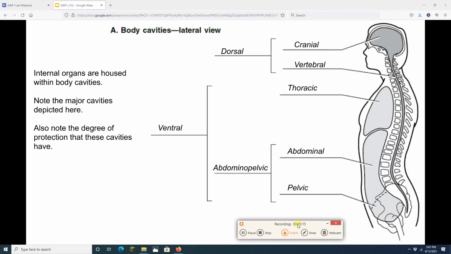So there is a cavity in the back, and it's colored with the darker gray here. This cavity in the back is called the dorsal body cavity. And it actually consists of two parts.